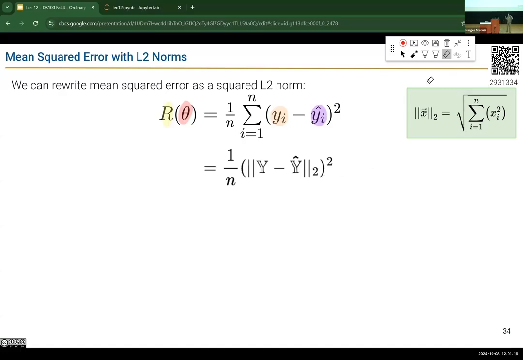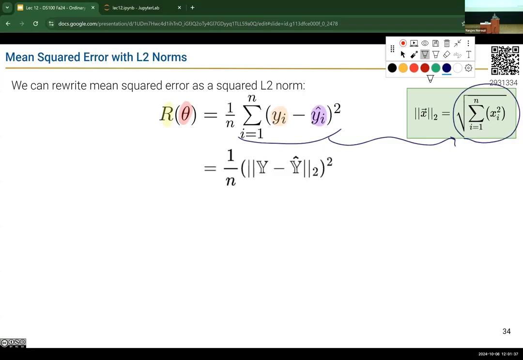So again, I have all the yi's, I have all of the yi hats. I need to calculate residuals and square the residuals. The place that I can get this summation is exactly going to be this L2 norm of this vector and then square this L2 norm because I don't have a square root in this case.